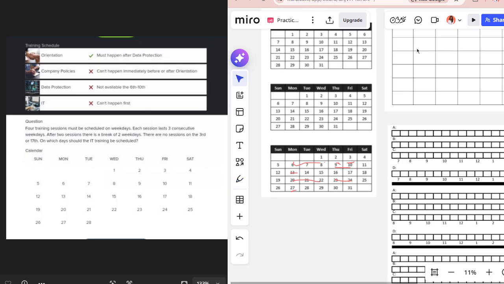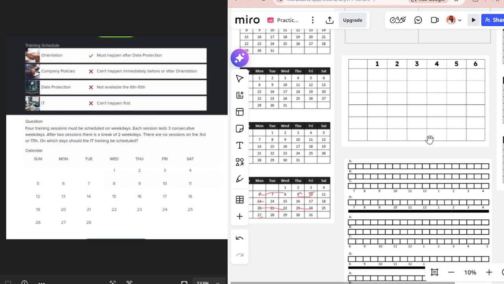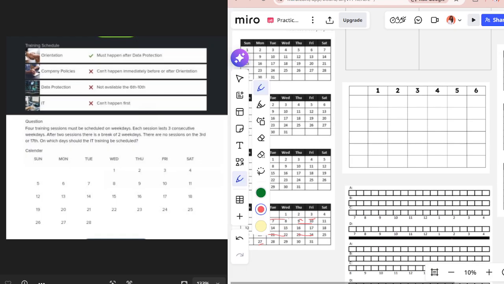Beautiful. Now that we have that, let's go to the arrangements. There are 4 teams, so that means the 5th, 6th, and 7th are none of our business. We need to schedule orientation, company policy, data protection, and IT. First, they said orientation must happen after data protection. So orientation cannot be first, because it happens after data protection, and it cannot be last either, wait, data protection cannot be last because orientation comes after it. Next, they said company policy cannot happen immediately before or after orientation. We don't know where orientation is yet, so we can't place that.